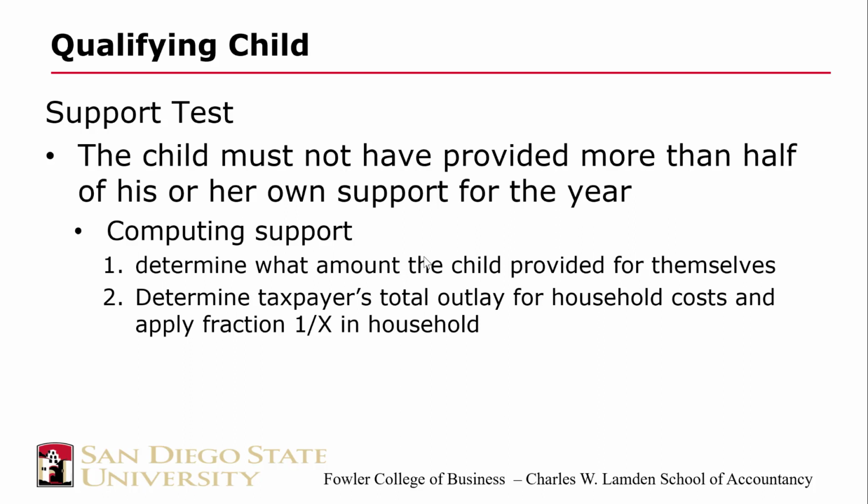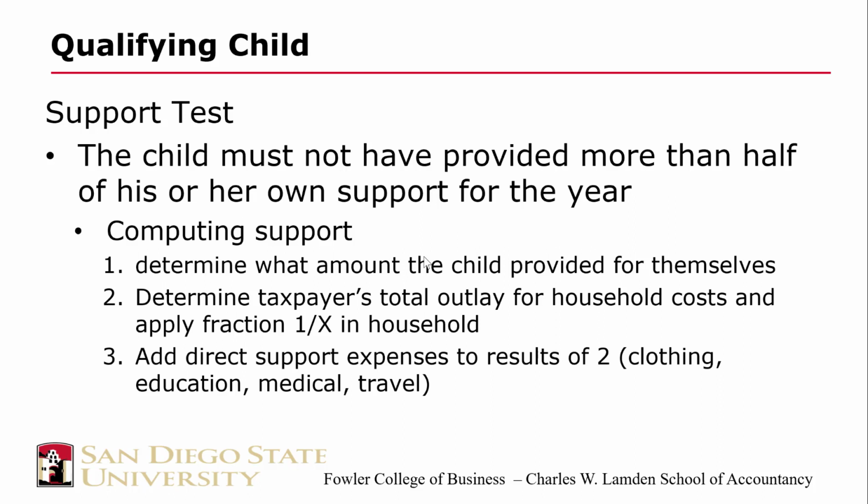So let's say I operate a household, and I say it cost me $10,000 for the year. And it's me, my spouse, and 2 children, one of which I'm trying to claim. Well, the total outlay for the house is $10,000. The part that I get to apply towards support for this child is 1/4 of that, right? Because there are 4 people in the household, so that would be $2,500. So as it stands right now, I'm spending $2,500, but that's not all.